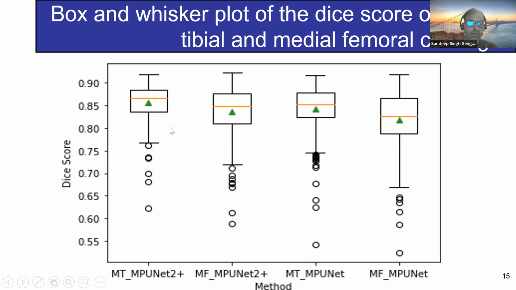So if you want to compare this diagram, then we need to compare the first one to the third one. In the first one, we have fewer outliers as compared to the third one, and our mean, median, and all the quartiles are higher than the third one. In the same way, we can compare the second one to the fourth one. So it proves that our method is performing better than the existing one.